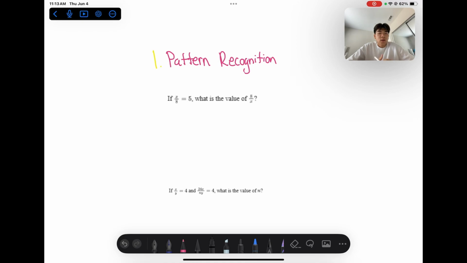So first, let's start with pattern recognition. Why this is so useful is because these questions normally show up in the first few questions of each module, and normally you could solve them in like 30 seconds, but by recognizing the pattern, you could solve them in like a second. So it's a very big time saver. Let me show you an example.